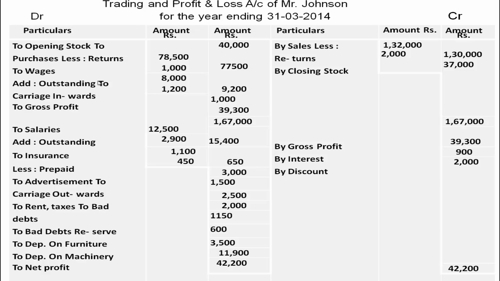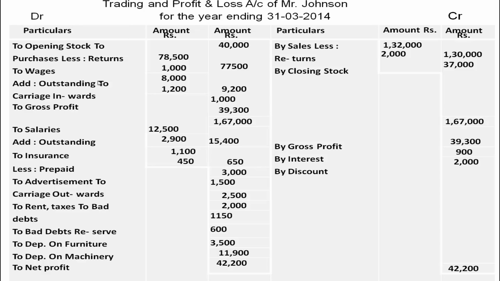Now the insurance is given 1,100, and some information is given. Prepaid insurance is 450. So prepaid insurance is not an expense for this year, because this year it is an asset for the firm. Next year it will be an expense for the firm. So this year we treat it as an asset of the firm. So we reduce it from this total amount, which is 1,100. The final amount of insurance expense is 650. Now come to the advertisement.